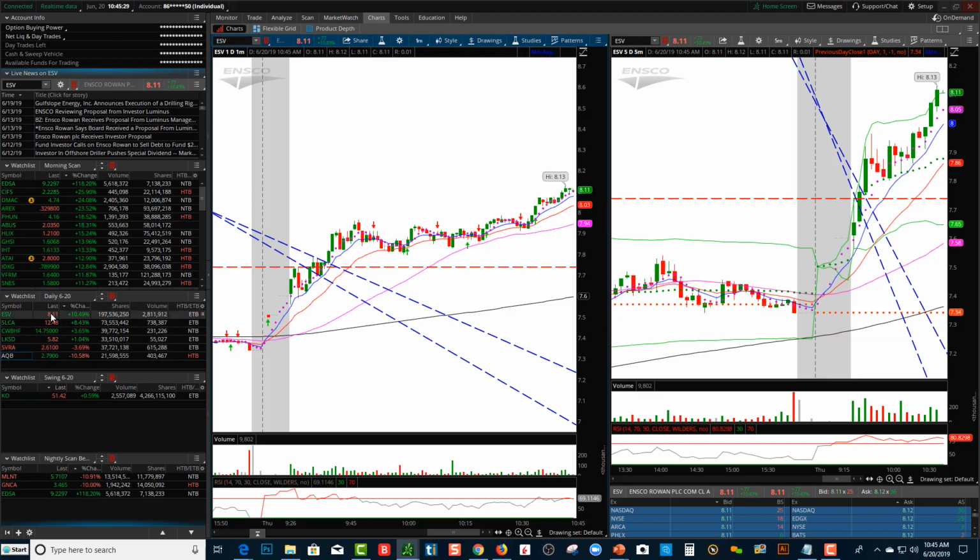So ESV, this is a high float stock. You'll see 170 million shares outstanding. So this is higher float, but this is where penny stocks can go anywhere.